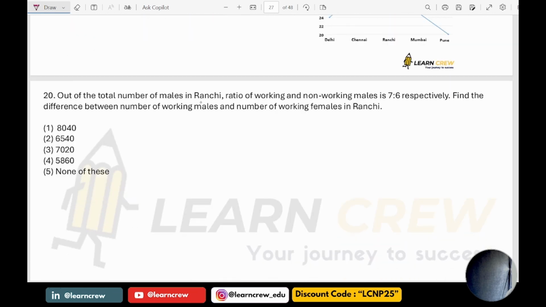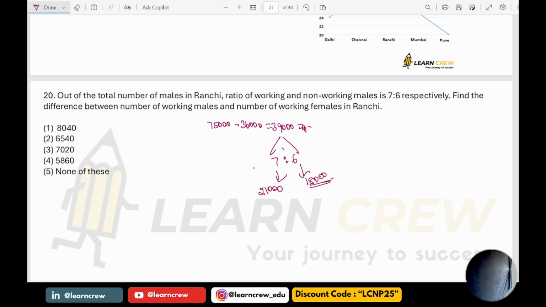Out of the total number of males in Ranchi, total number of females in Ranchi is 48% of 75,000, which is 36,000. So out of 75,000, if 36,000 are females, the remaining 39,000 are males. It is given that the ratio of working and non-working males is 7:6. So 13 parts is this one. This is 21,000. This is 18,000.